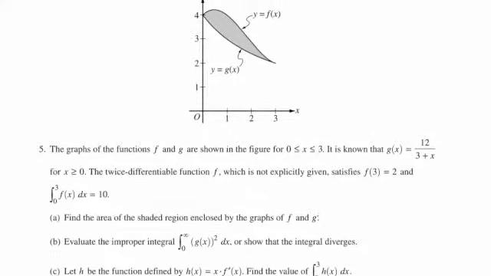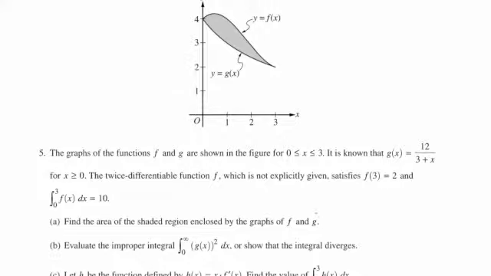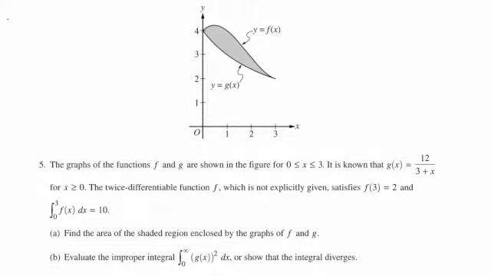So here, if we want to calculate part A, let me show it here. We should calculate from 0 to 3 the area of the shaded region, which equals the integral from 0 to 3.